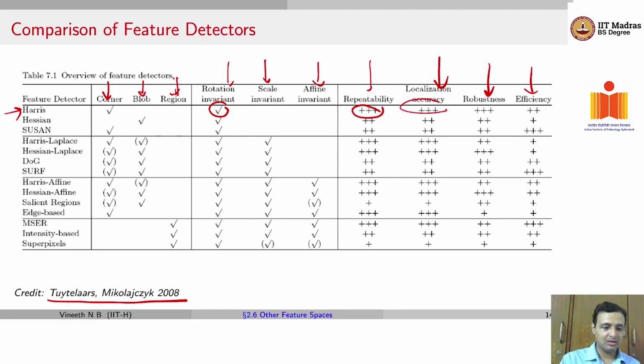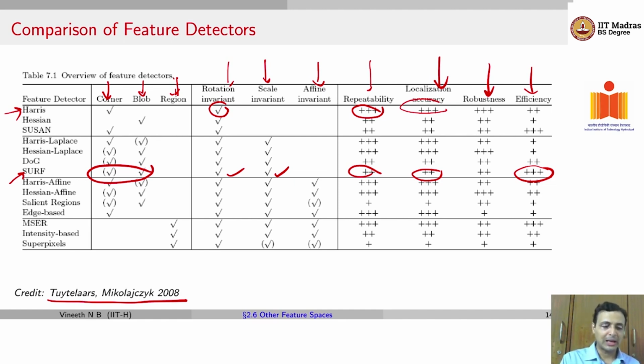Let's take another one. Let's consider SURF, which is an improvement over SIFT that we saw a couple of lectures back, which is a corner detector or a blob detector. It can be used either way. It is rotation invariant and scale invariant. That's the purpose of SIFT and SURF, to be scale invariant. It's in the name of SIFT itself. And it's also fairly repeatable, fairly accurate in terms of localization, robustness, and is extremely efficient. We saw that SURF is almost 3 times as fast as SIFT.